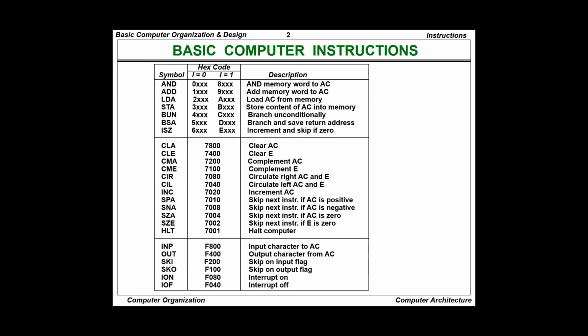And coming to the next one, that is CLA. So clear accumulator. Okay, so your code is 7800. CLE, that is clear E. CMA, complement accumulator. CME, complement E. CIR, circulate right accumulator and E. CIL, circulate left accumulator and E.